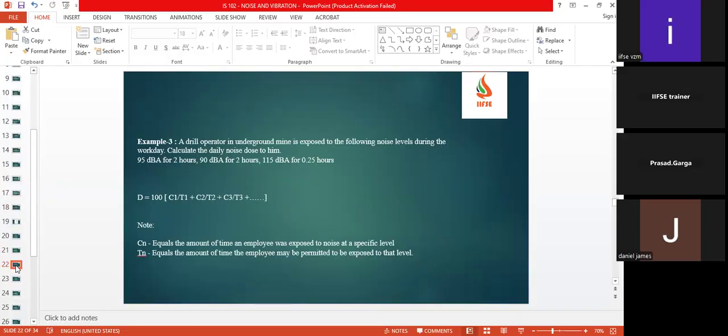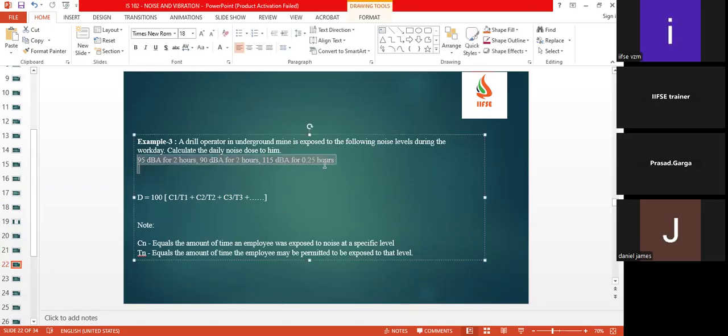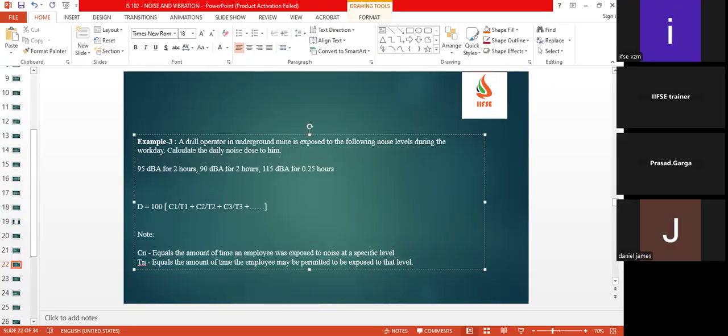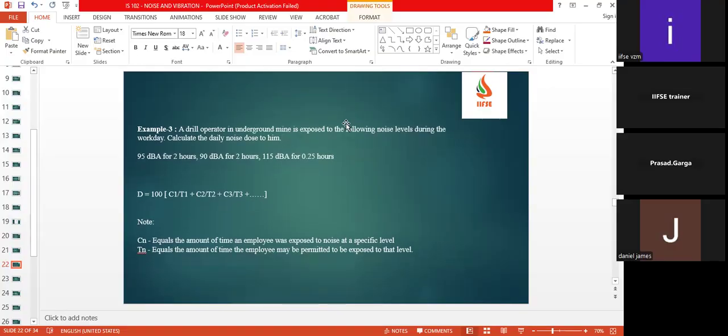Now we understood, right? What does CN mean here? So which value will you consider? These are the different values which we got. Which value will you consider as CN?